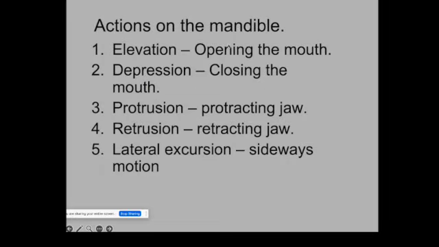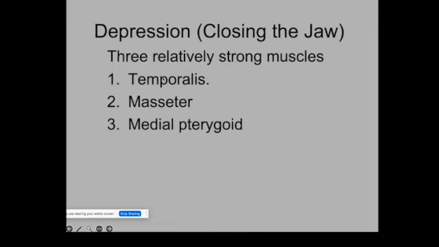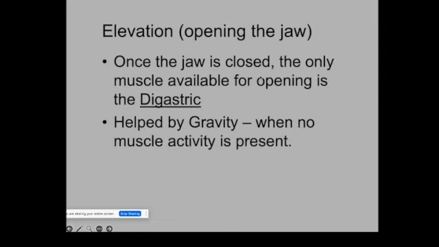What do they do at the mandible? This is important to know. Opening the mouth is called depression. Elevation is closing the jaw. Protrusion is pushing our jaw forward. Retrusion is pulling our jaw back. And then if you're chewing gum, of course, lateral excursion. Huh? So here we are, three muscles to close the jaw. Temporalis, masseter, and medial pterygoid. Once the jaw is closed, the only muscle available for opening is the digastric.